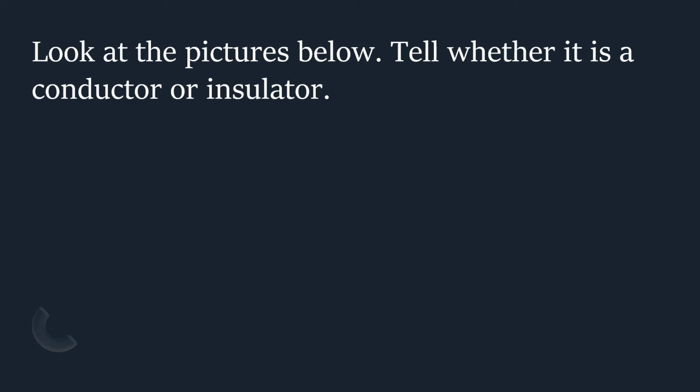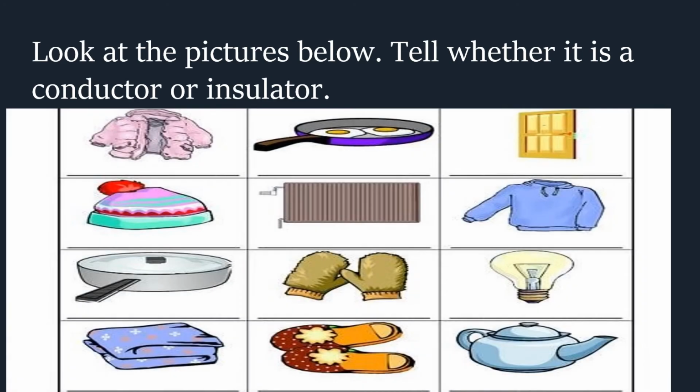To determine whether you understand the difference between insulator and conductor, let us have this short activity. Look at the pictures below. Tell whether it is a conductor or insulator. Okay, let's start. First is jacket. Correct. It is an insulator. Next, frying pan. Very good. It is a conductor.